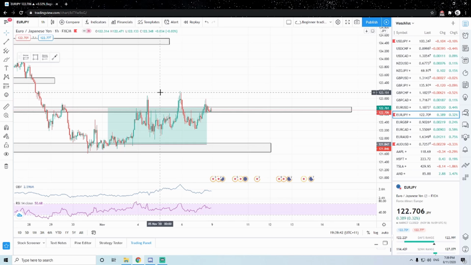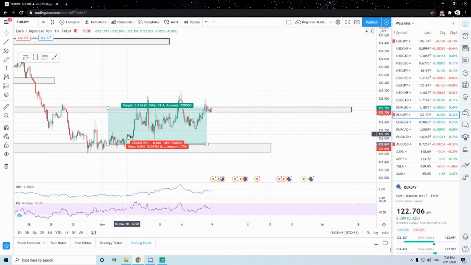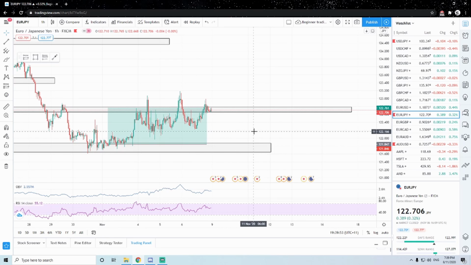So here we can see that this trade did stop me out, even though it did go and hit my take profit. If I just stayed in it, then I would have made a nice little profit on this trade. But for next time, hopefully I can just stay in.